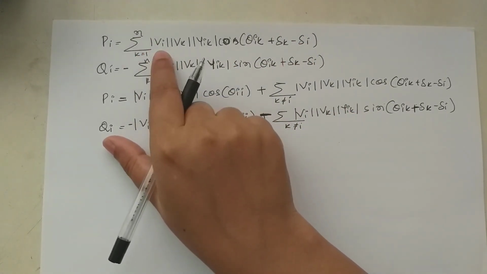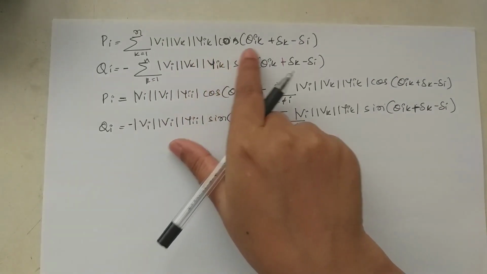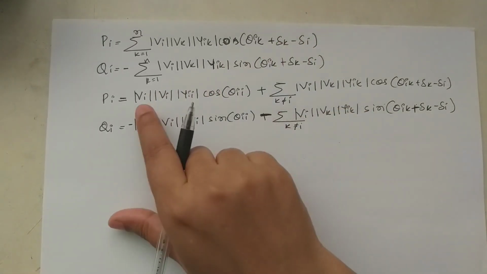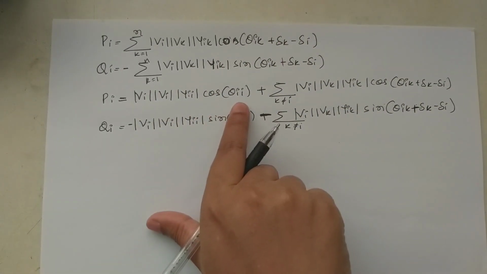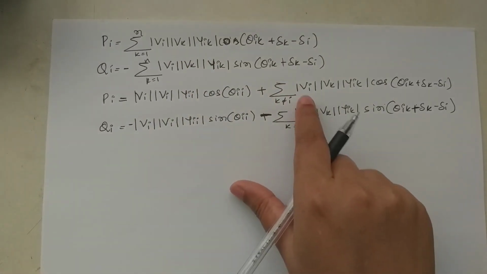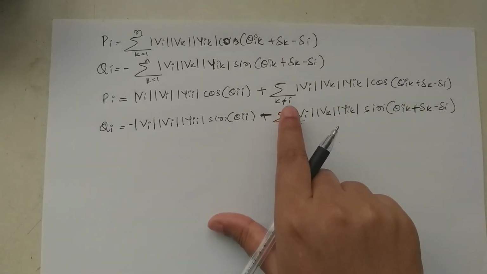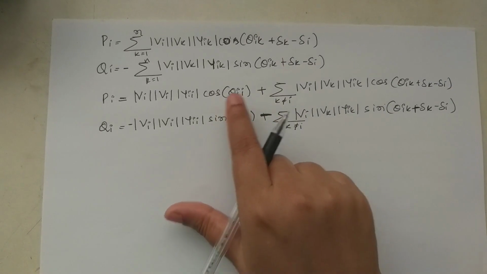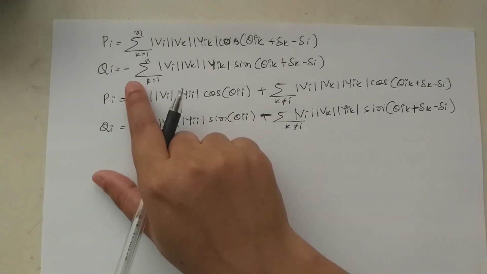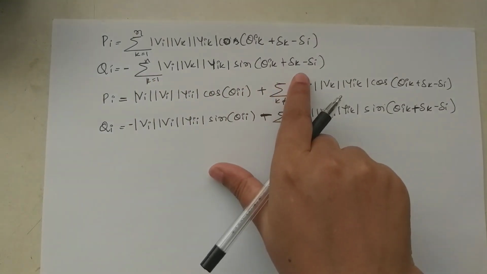When we take the ith term outside, it becomes Vi into Yii cos(theta_ii + delta_i - delta_i). Delta i minus delta i cancels each other, and it becomes Vi^2 Yii cos theta_ii plus, inside the summation, we are left with Vi Vk Yik cos(theta_ik + delta_k - delta_i), but k is not equal to i because the ith term has been taken outside.